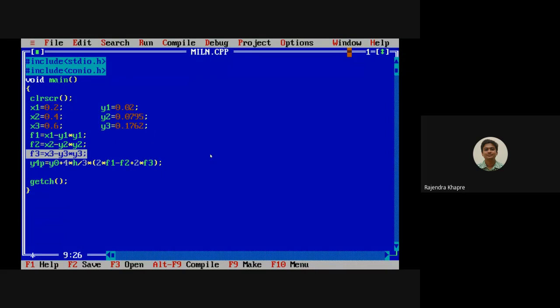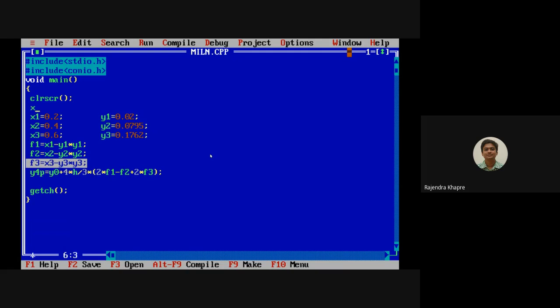Now in the bottom expression, we don't know the value of y0. So we will have to define y0 also. So I'll write x0 equals to, this will come, 0.0. And the value of y0 will be how much? 0.0. So now you also know what is the value of y0.